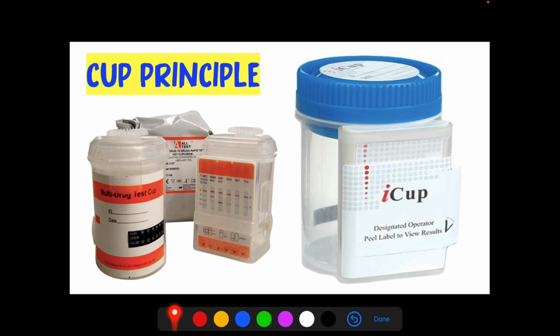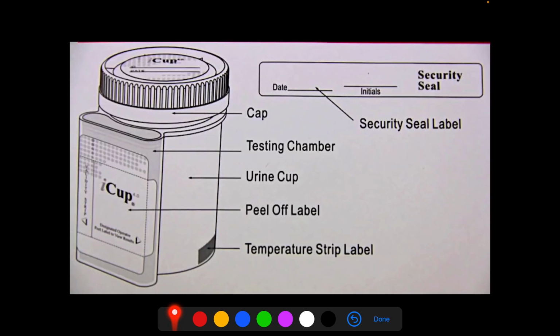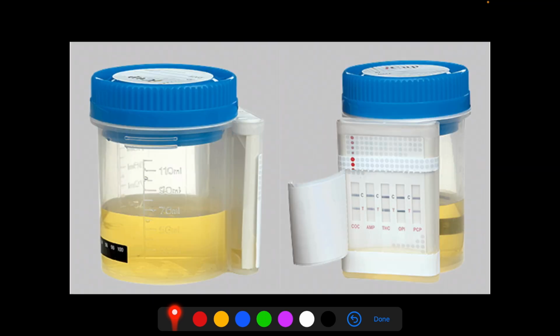Next one, the cup principle. This uses a special cup wherein there is already an indicator for the validity test and also for other parameters for drug testing, and also for the actual testing of the drug metabolites in the specimen. So these are the parts. We have the cup, the testing chamber, the peel-off label, and the temperature strip label. What you're going to do is just peel off that piece of paper in order to see this testing area. The interpretation of the result will still be the same.